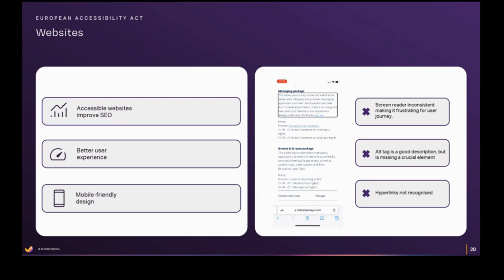On the first paragraph, the screen reader was quite insistent, and the user had to continuously press individual words for it to be read out, which is obviously not ideal if you're using a screen reader. The next part was the alt tag on the image with the lady in Club World. It was an okay alt tag. We got the gist of it, but a really crucial element was missing, which was that she was sitting on an airplane. Without that, we don't know if she was in the lounge, in the airport, or on the airplane, where she was. And thirdly, which I think is the biggest one, the hyperlinks are not recognised in that.